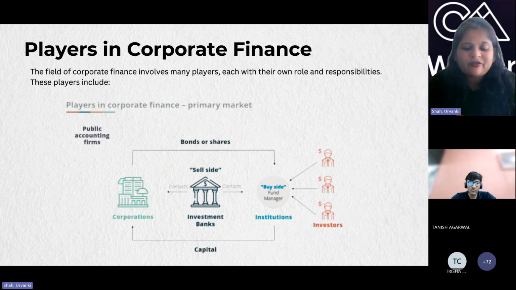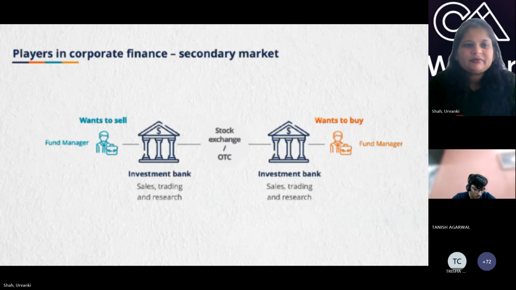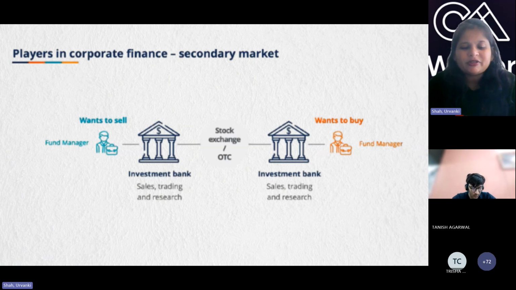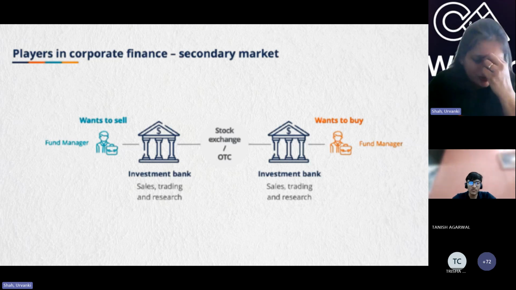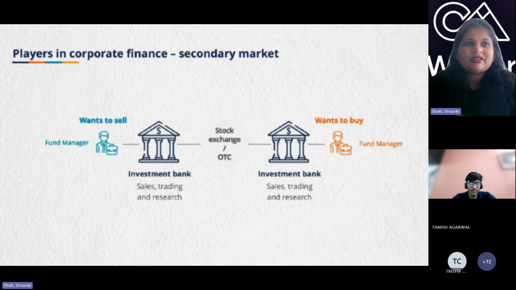Why do you need corporate finance? For your working capital, for the business, and things like that, right? So we talked about the players in corporate finance, but those were the primary side of business. When we say primary, shares and bonds are the direct primary instruments because they are directly dealt in.